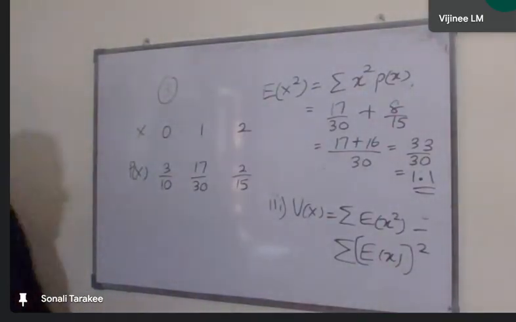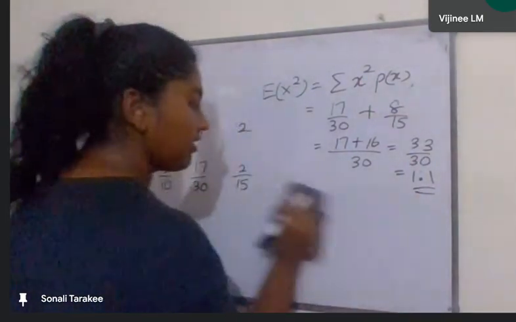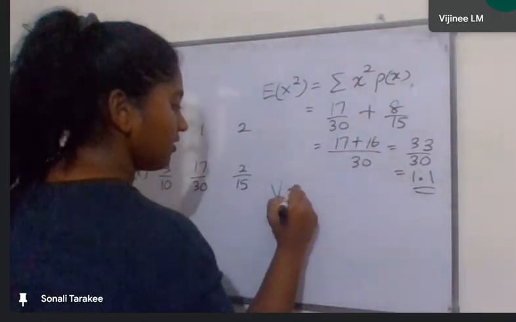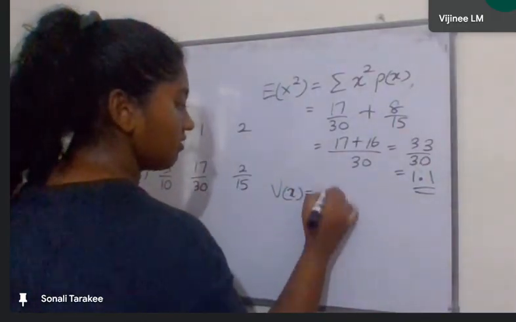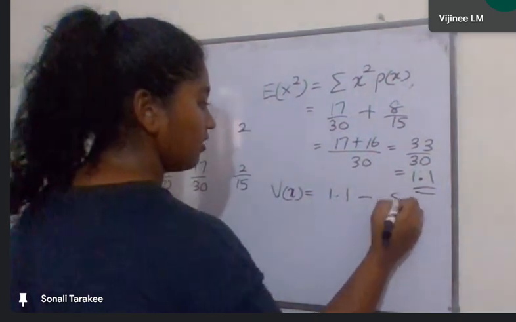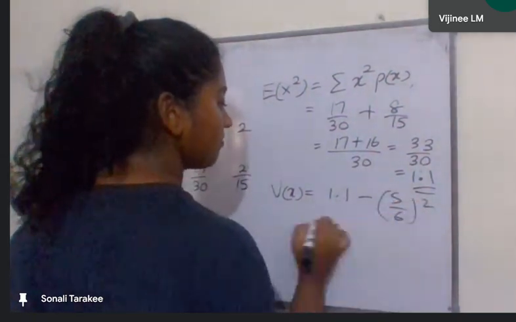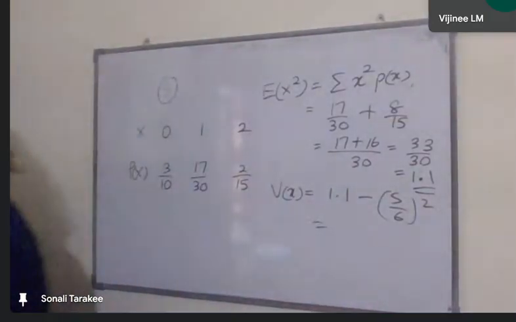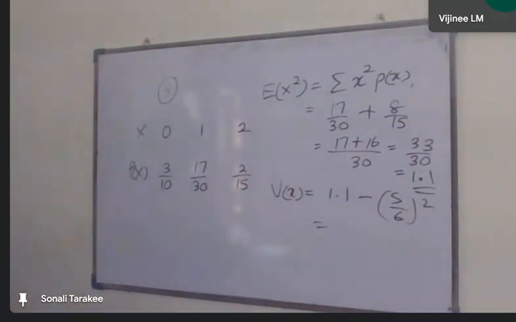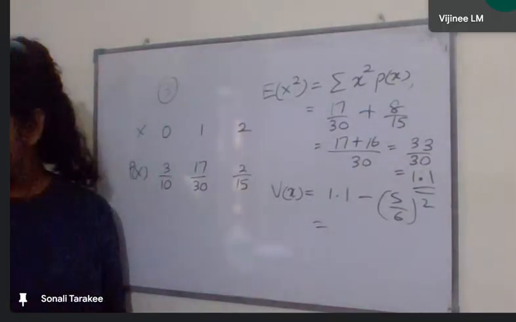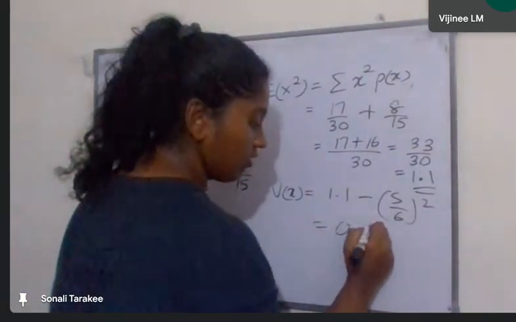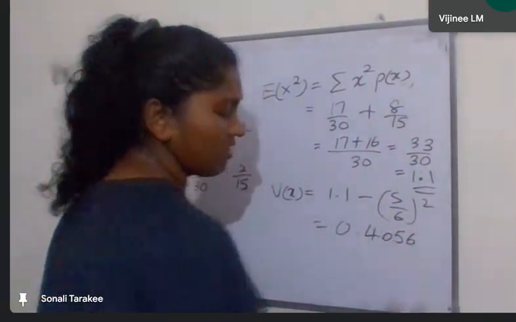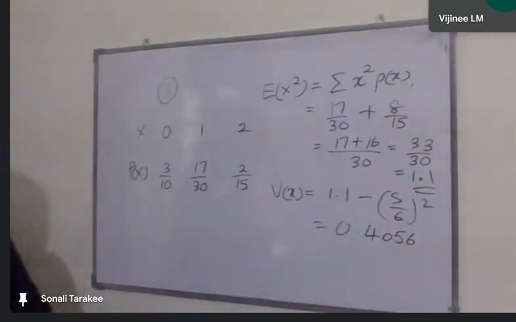Okay. And then we can find the variance. V(X) is 1.1 minus (5 over 6) squared. So once you solve this one, you get an answer of 0.4056 something. Okay.